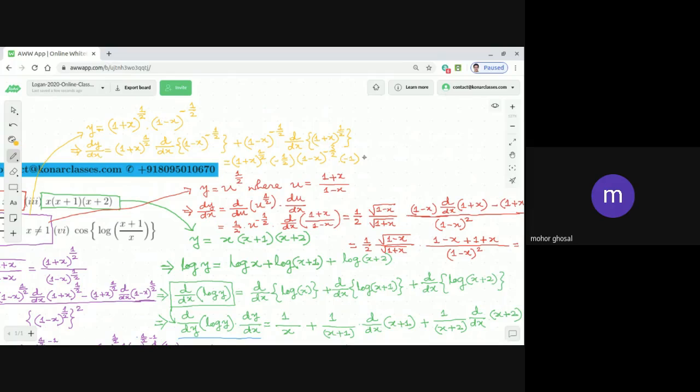Plus (1 minus x) power minus 1 by 2 into 1 by 2 into (1 plus x) power 1 by 2 minus 1, that is minus 1 by 2, into d/dx of (1 plus x), that is 1. Now if you simplify, dear students, you will get the same thing I got in the other approaches. Got it or not? Yes.